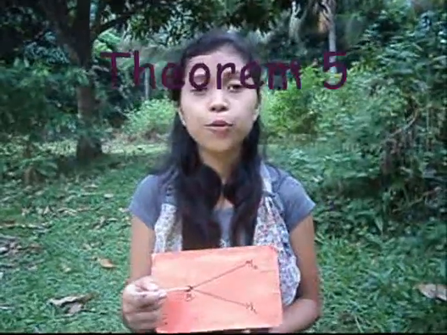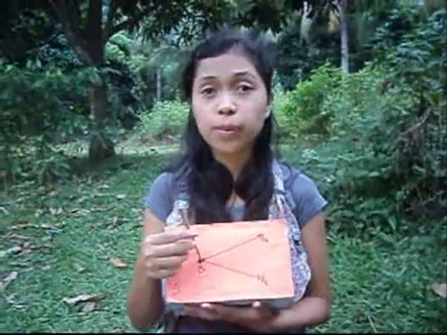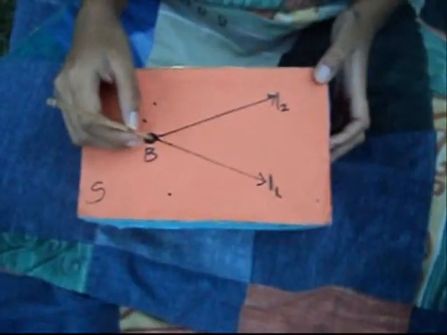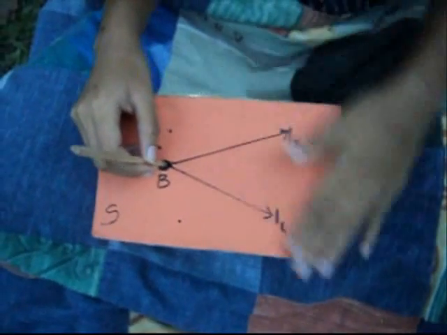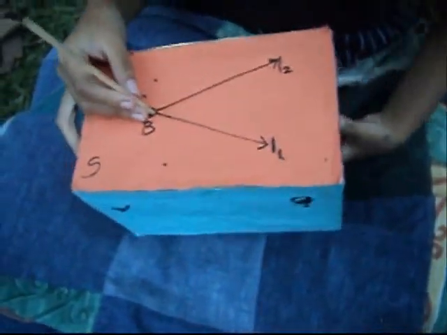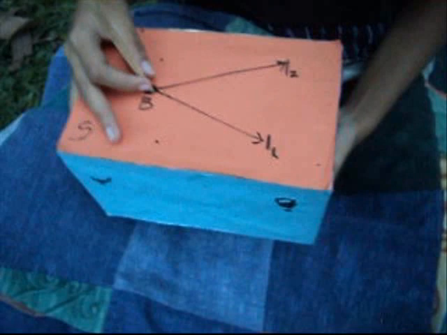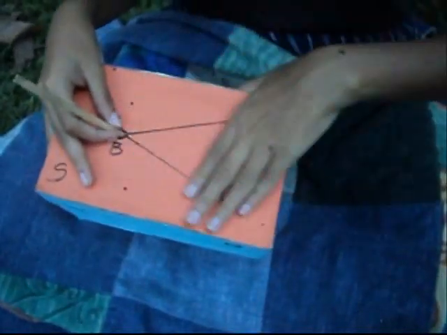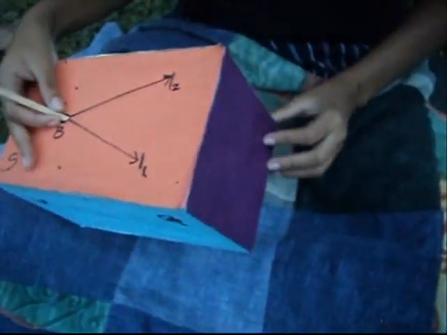Theorem 5. Through a point, there is one and only one line perpendicular to a plane. Using this rectangular prism, we will try to prove Theorem 5. But for a closer look, we will use another plane to represent this side of the solid.